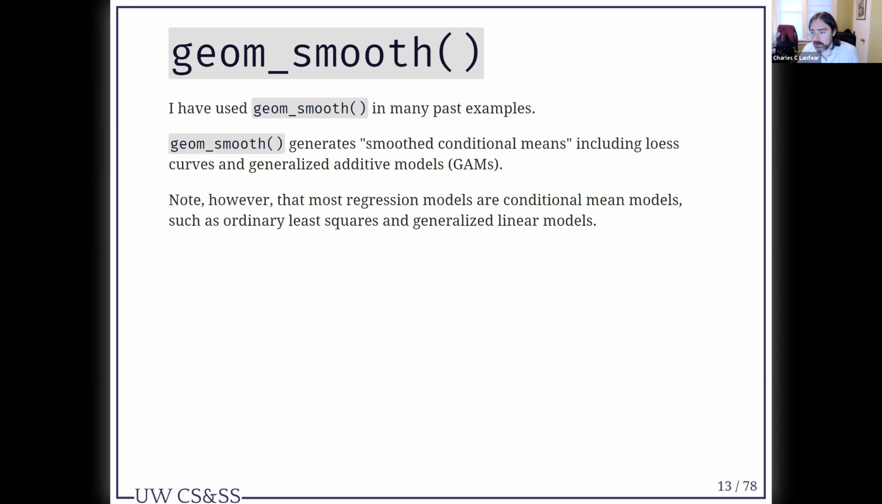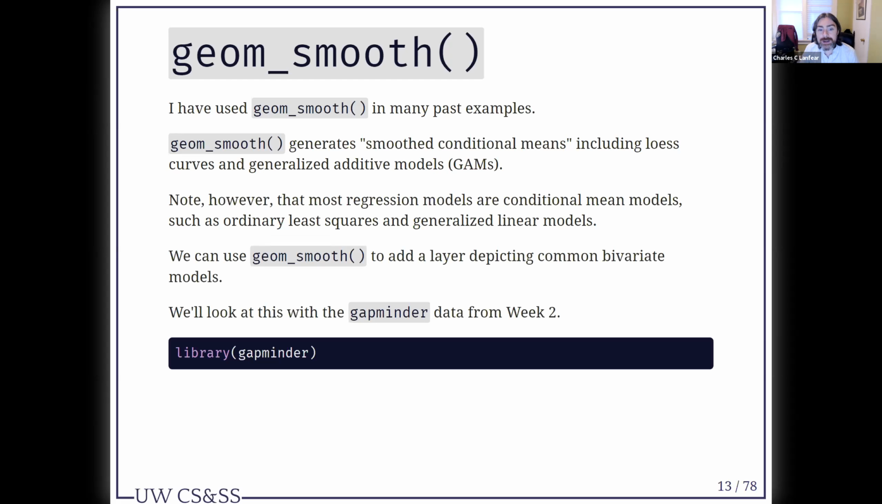The thing is, though, that normal regression models, linear regression models, logit models, all of these things are themselves conditional mean models. Ordinary least squares and GLMs are all types of conditional mean models, like a LOESS or a GAM model. They just make different assumptions about the parameters. We can actually use geom_smooth to depict these common bivariate models. We can run a standard linear regression or a logit model, even polynomial regressions, okay?